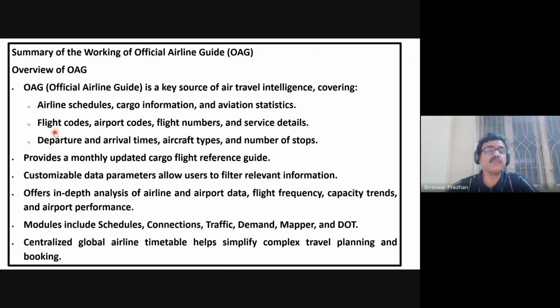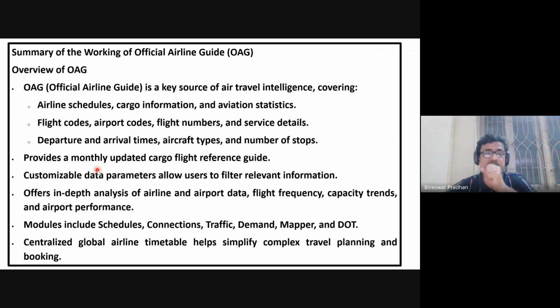After that, what is that? The flight codes. Earlier, I discussed the codes; they are number-based. Airport codes, flight numbers, and service details also. Departure and arrival time, aircraft type, and number of stops. So these are details about whatever is required.